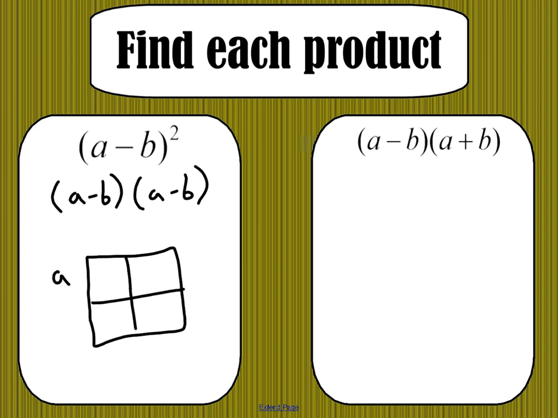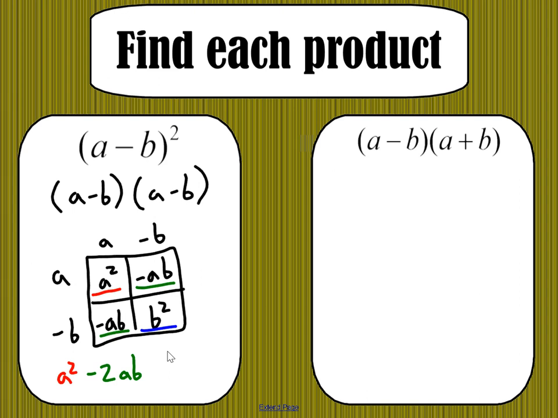Here I have a squared, negative ab, negative ab. Negative b times negative b is going to be positive b squared. So I have a squared. I have no other a squareds, so it's just going to be a squared. I have negative ab. I have another negative ab, so it's going to be negative 2ab because I have 2 of them. And then I have a b squared.